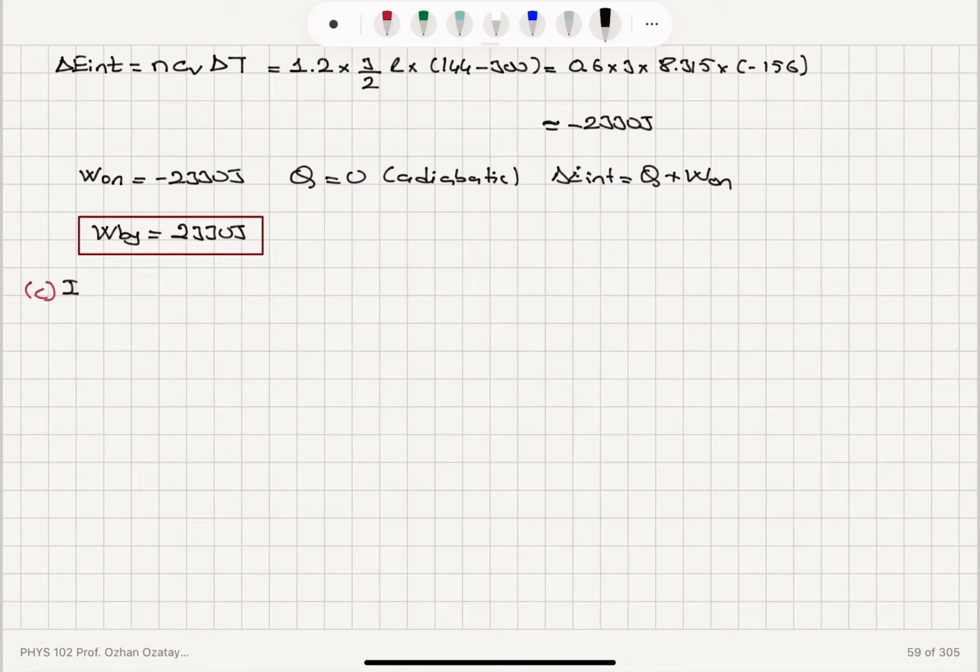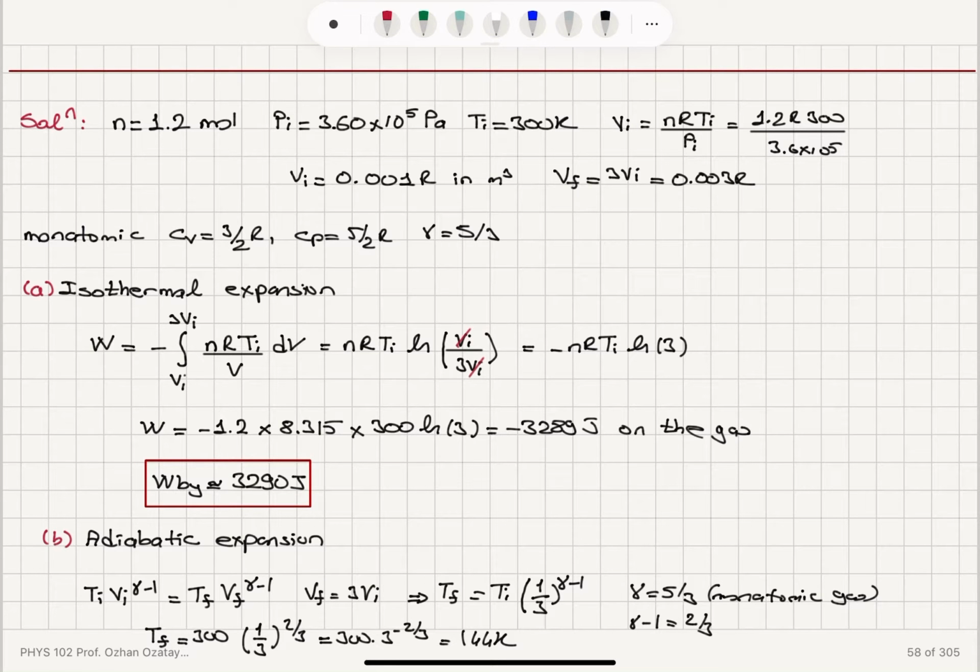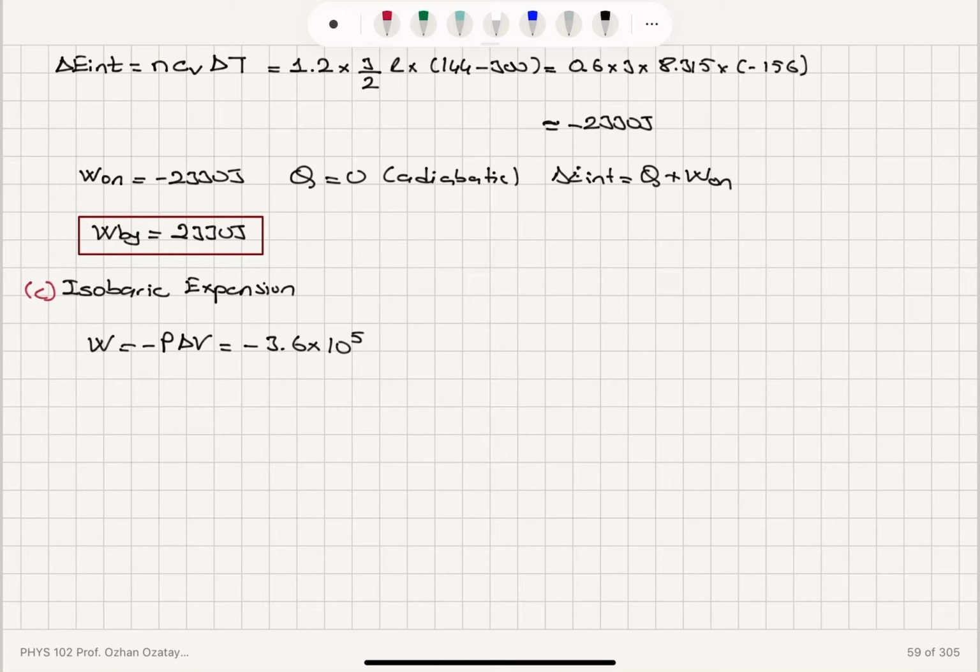So if it's an isobaric expansion, that's the easiest one to calculate the work done. Work done will be equal to minus P delta V. Pressure is a constant, so this is going to be minus 3.6 times 10 to the 5 pascals. The delta V, as you can see here, is V final, 0.003 R, minus 0.001 R, which is V initial. It would be 0.002 R.